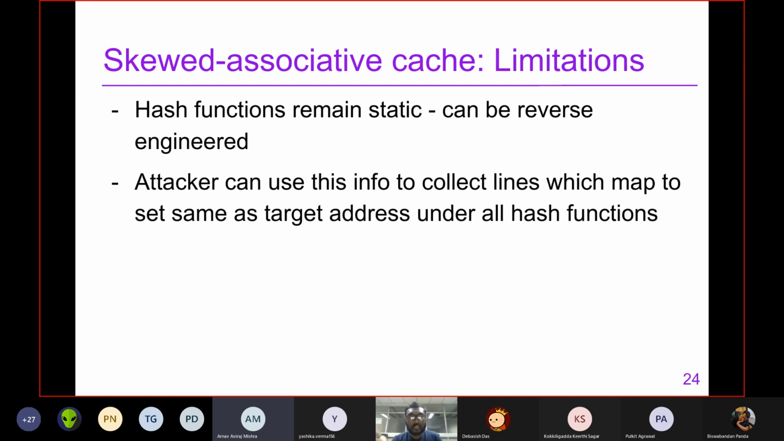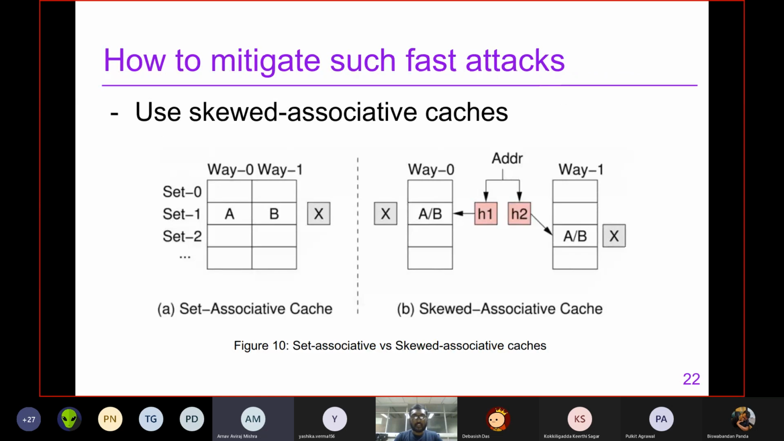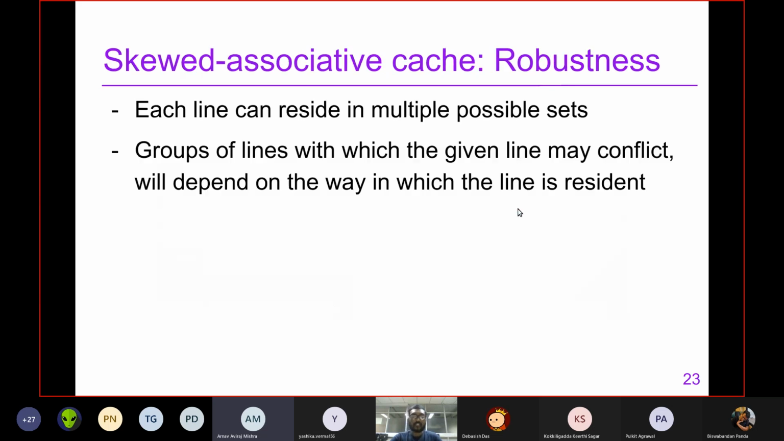But there are also some limitations. Like we saw, the hashing functions h1 and h2 are static. So we have a lot of time, and we can reverse engineer those functions. Once we reverse engineer those functions, we can find such examples where the same element maps to the same set on both the hash functions. For example, if we consider A, we can find such an A which maps to the same set as X on both the sides. It's of course more difficult than finding in the earlier setting, but it can be done since H1 and H2 are static.